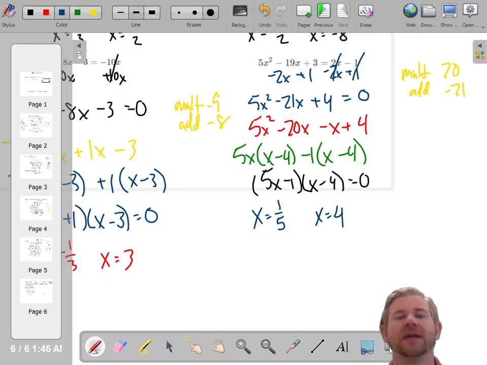Okay, so those are your zeros. Or you can say they're the solutions. They're the zeros of this. They solve this equation. Just depends on the context. So that's it for your solve by factoring.